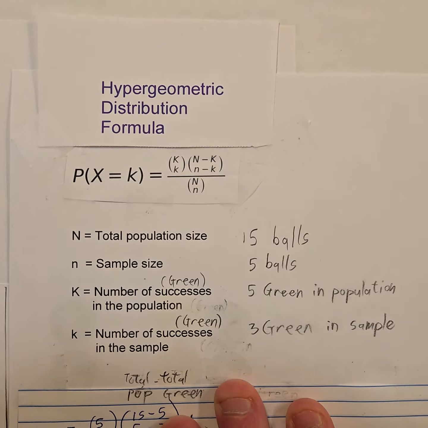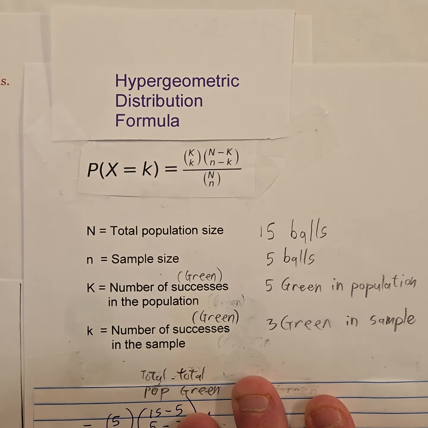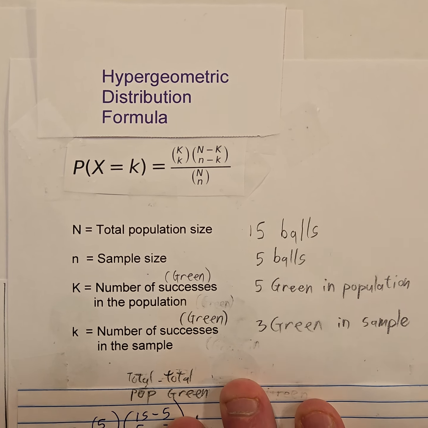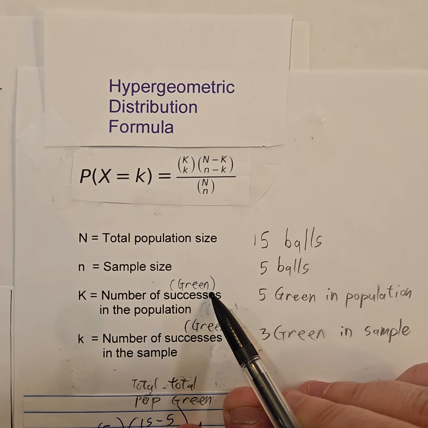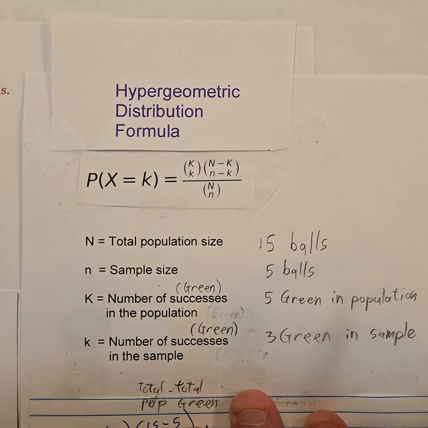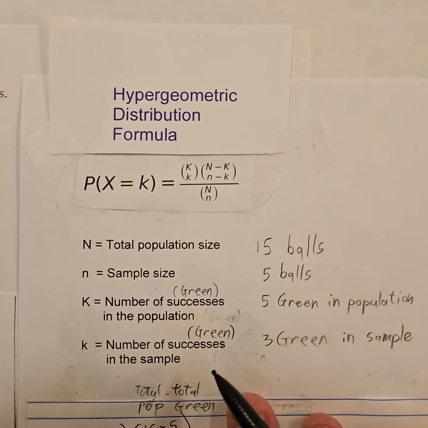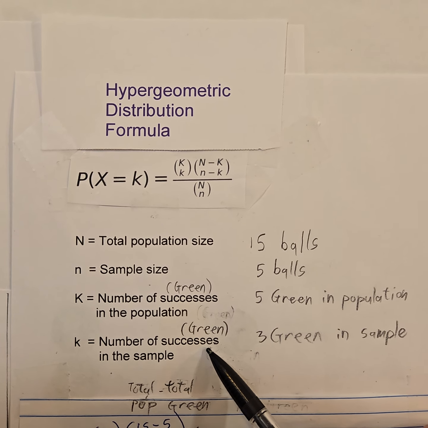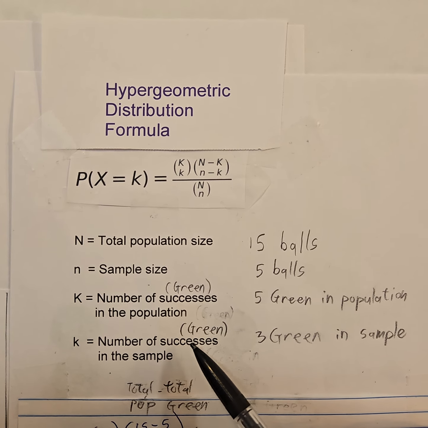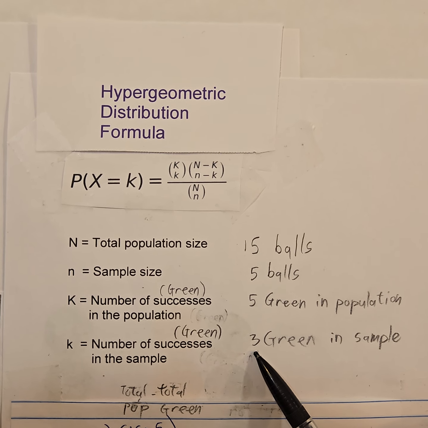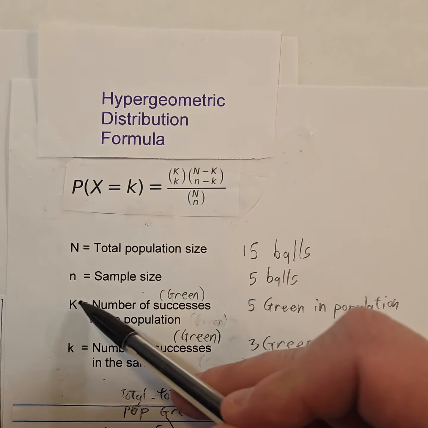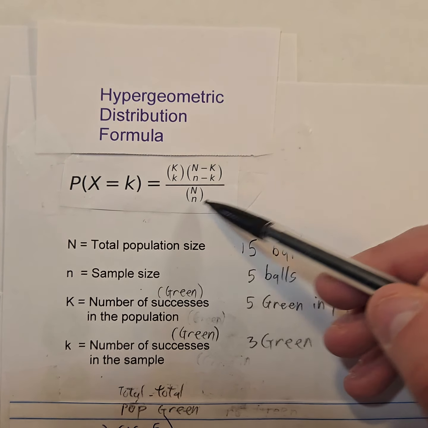Another question could be dealing with coins. Another one could be anything. It could be marbles. So in this question, success refers to a green. There are 5 greens in the entire population, and then the little k, the number of successes in the sample, is 3. There'll be 3 greens in the sample. So what we do, we just plug these numbers into this formula.